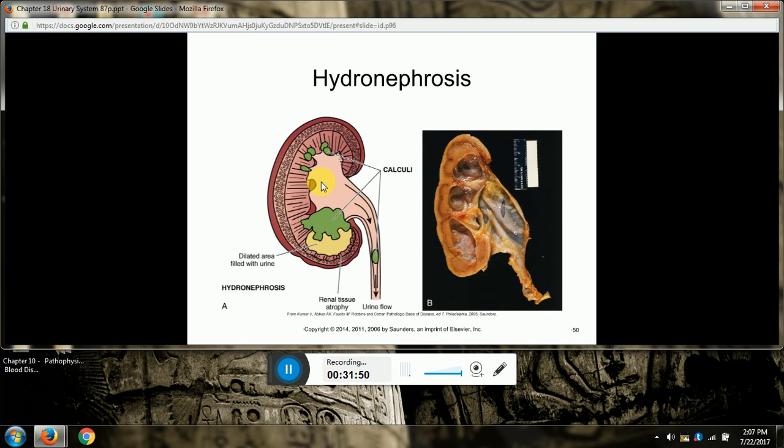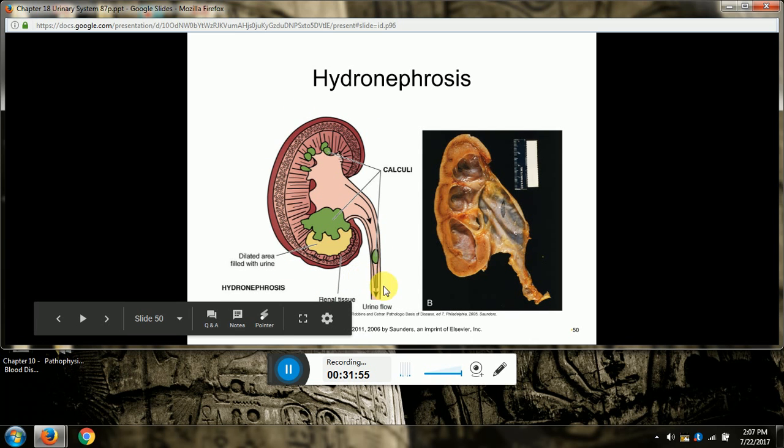You can see here, this is a hydronephrosis in a diagram, and this is a pathological specimen of hydronephrosis, and you see that the pelvis and the calyces are dilated. Most probably this individual could have had a stone in here that led to the accumulation of urine. Now urine is stuck, it can't pass through the ureter, so it's stuck in the pelvis and it keeps on compressing on these calyces and destroying the kidney tissue.